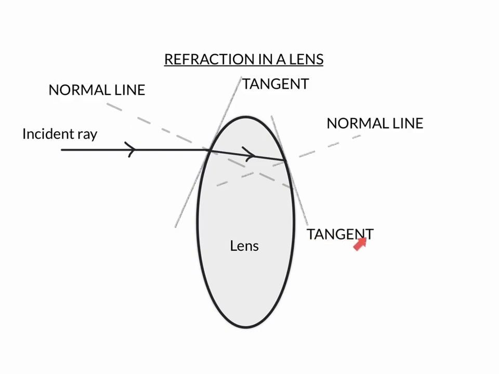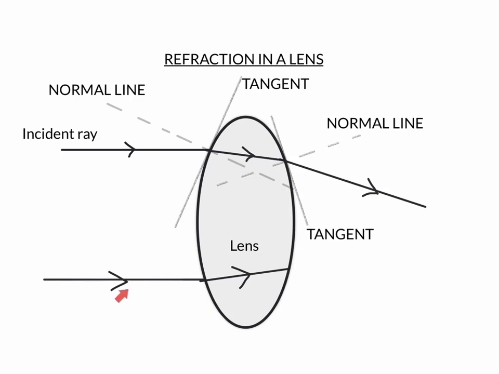So this then gives us a tangent and another normal line, and now we can draw the refracted light as it leaves the lens. And here it is. But be aware that as we leave the glass in the lens at this point, we then go into air, which is around here, so the refracted light moves away from the normal line.